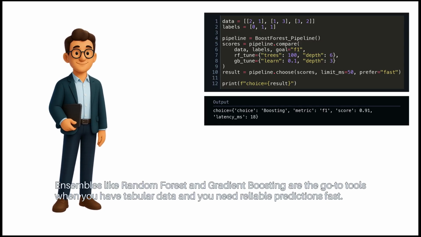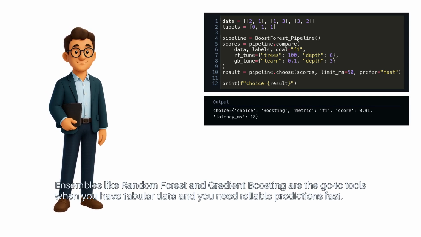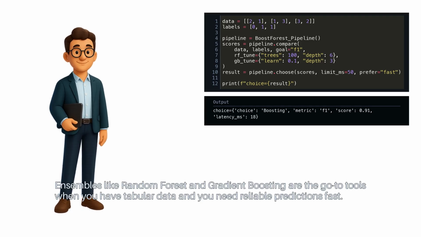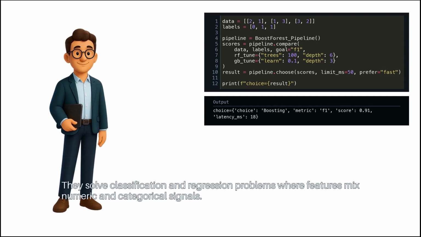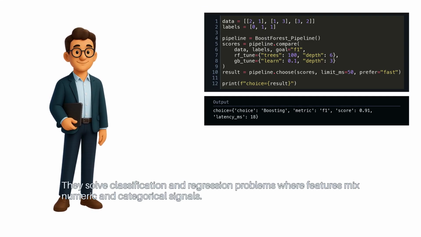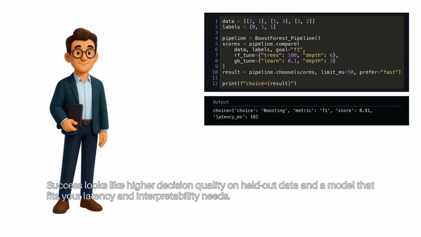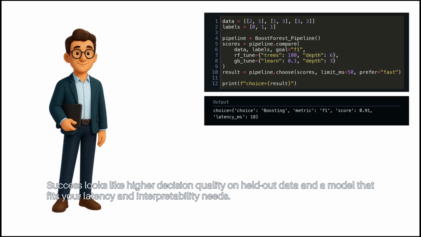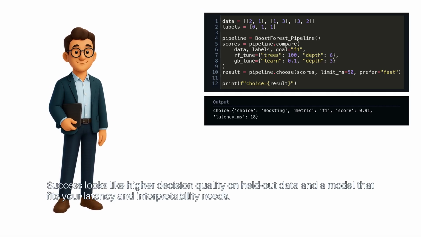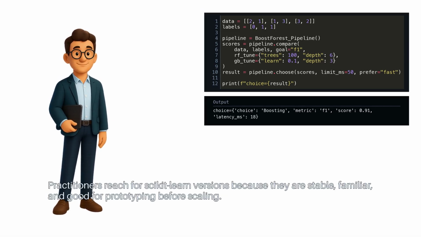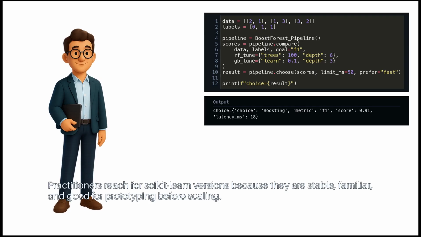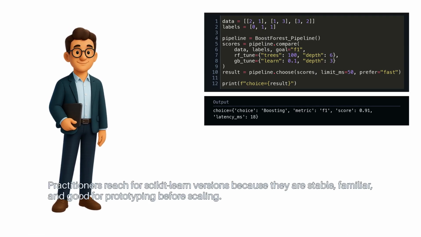Ensembles like random forest and gradient boosting are the go-to tools when you have tabular data and you need reliable predictions fast. They solve classification and regression problems where features mix numeric and categorical signals. Success looks like higher decision quality on held-out data and a model that fits your latency and interpretability needs. Practitioners reach for scikit-learn versions because they are stable, familiar, and good for prototyping before scaling.